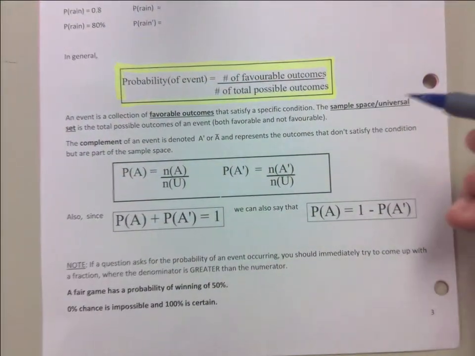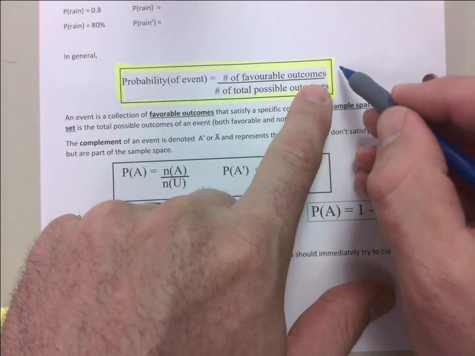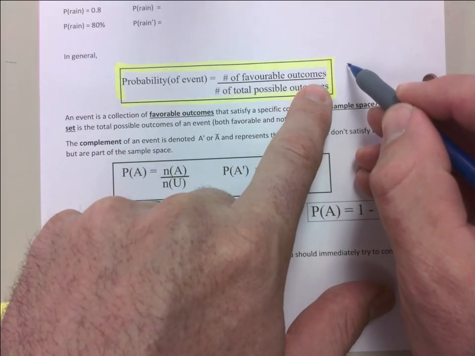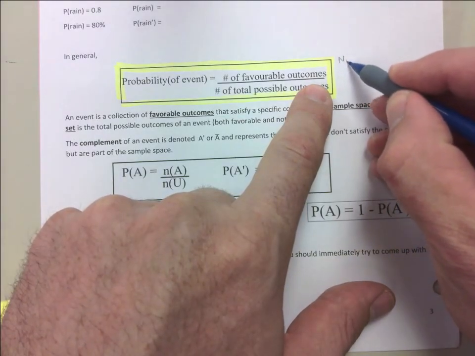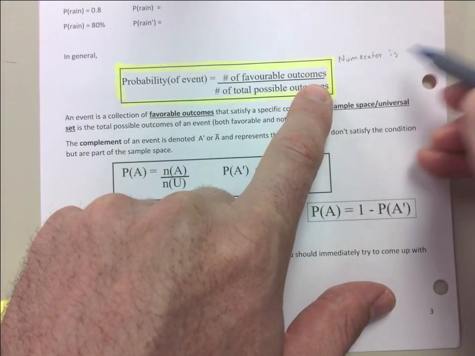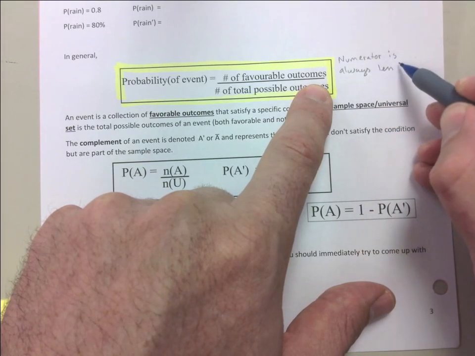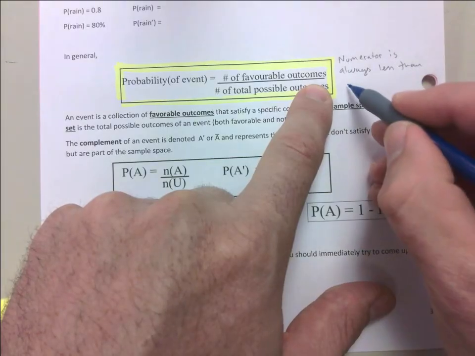It's always one thing to make sure. Maybe I should add that now because it happens all too often: the numerator is always less than the denominator.